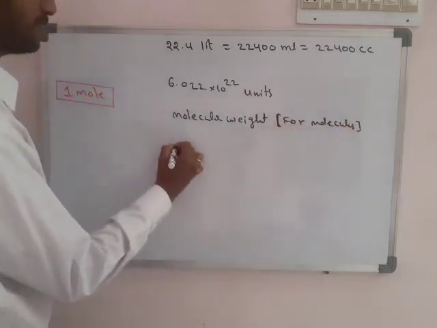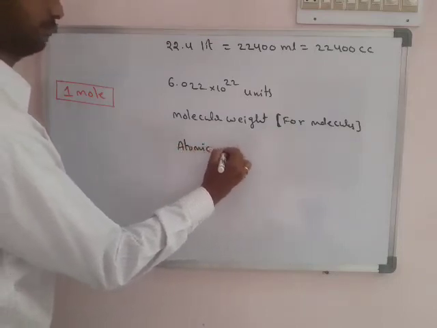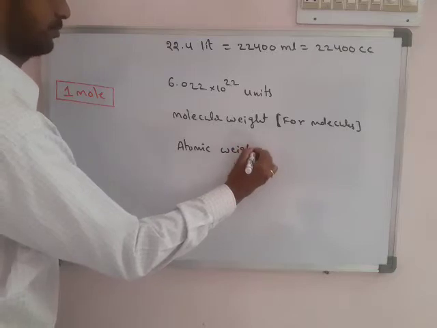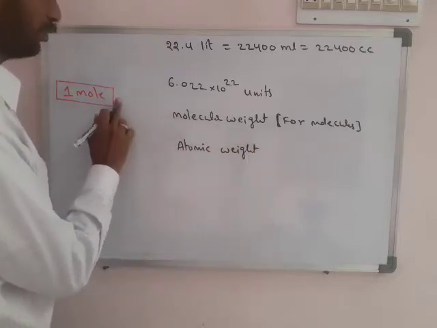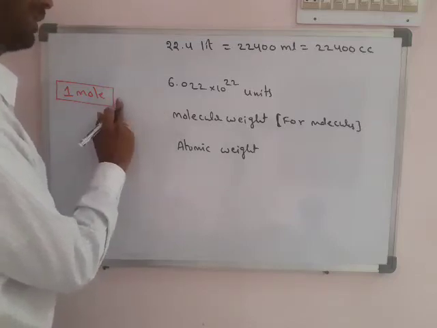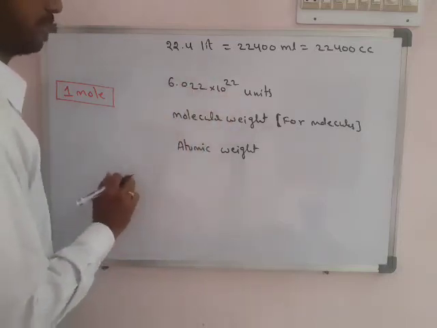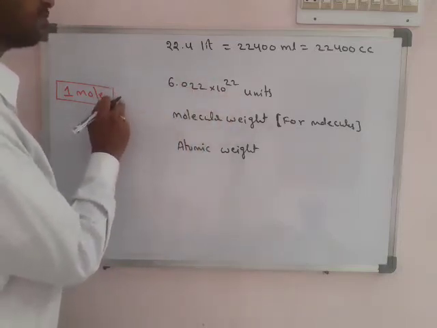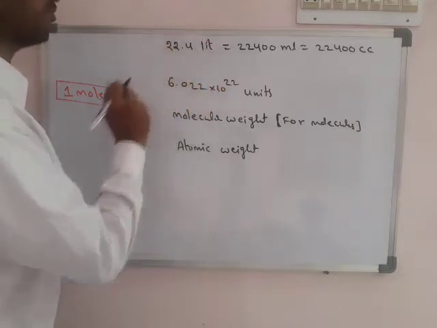So for atoms it is equal to atomic weight. One mole of atoms weighs equal to atomic weight. One mole of molecules is equal to molecular weight. One mole of electrons is 6.022 into 10 power 23 electrons, whatever it is. One mole of gas volume is 22.4 liters. It is totally irrespective of the gas.